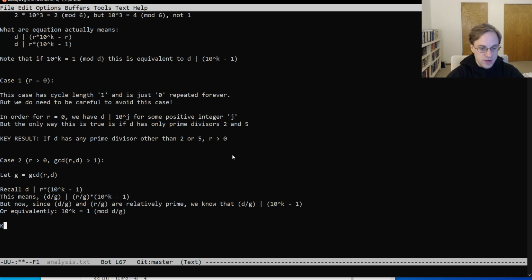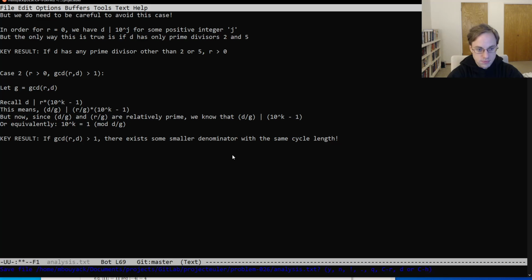And so this is going to give us our next key result, which is if GCD of r and d is greater than 1, there exists some smaller denominator with the same cycle length. And we'll just say, in particular, the rational number 1 over d over g has the same cycle length.